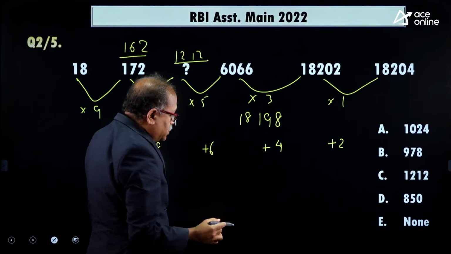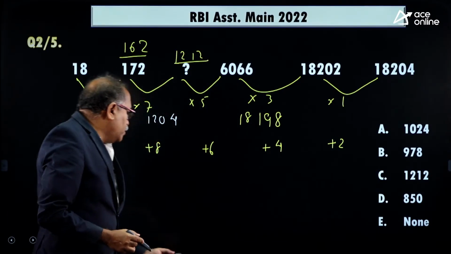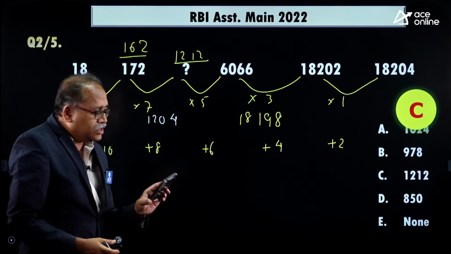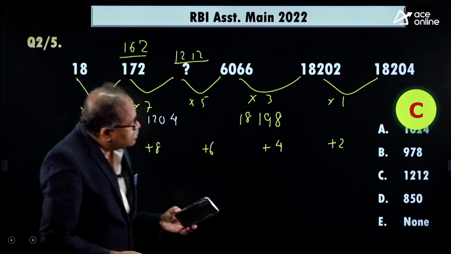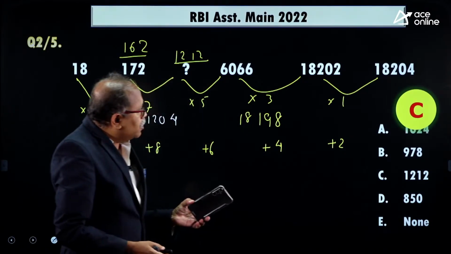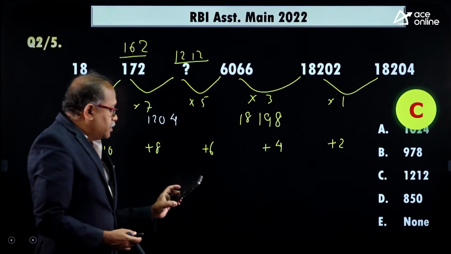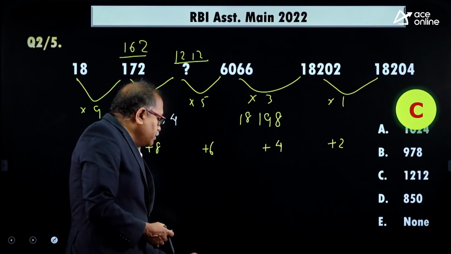Do we have any answer? 1212. Okay, someone has answered the question, and option choice D, option choice A, no, no, no, option choice C, that is 1212. Okay, let us move on to the next question, my dear friends.